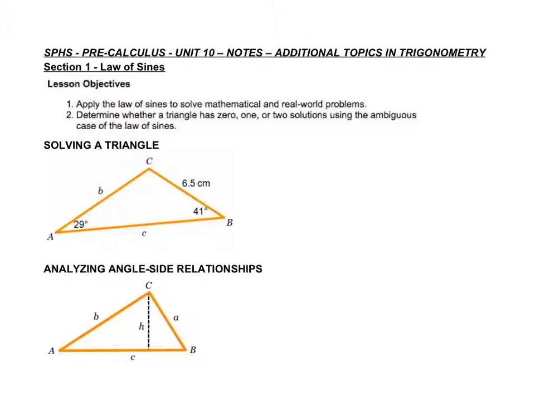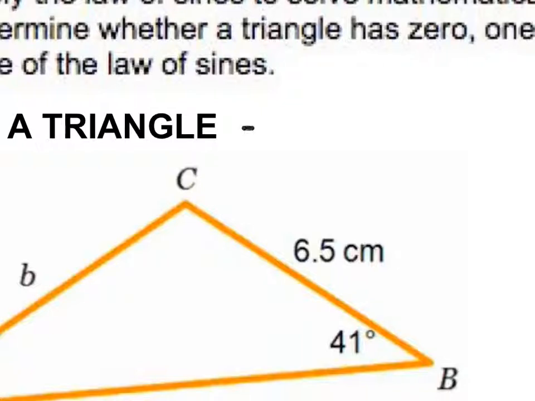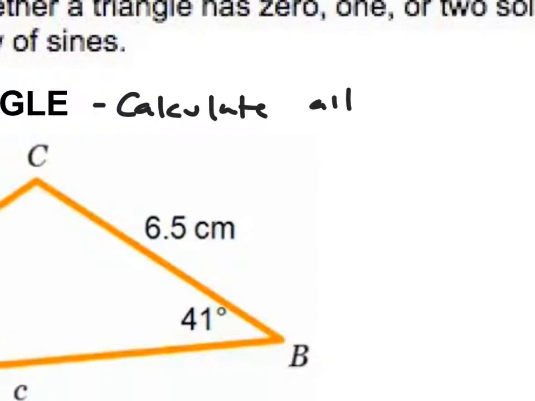And so our lesson objectives: we want to apply the law of sines to solve mathematical and real-world problems, and determine whether a triangle has 0, 1, or 2 solutions using the ambiguous case of law of sines. So what we're doing is this thing called solving a triangle. And when we solve a triangle, what this means is that we calculate all side lengths and angle measures.